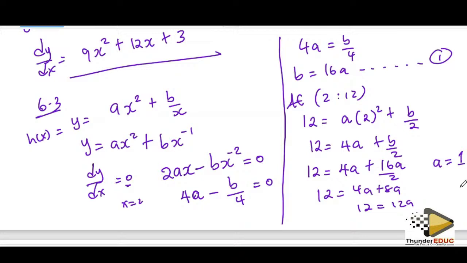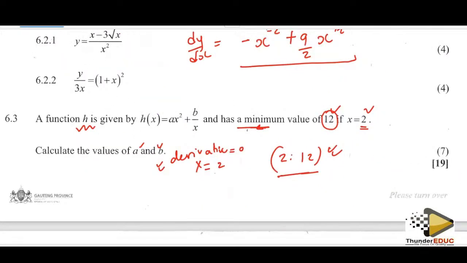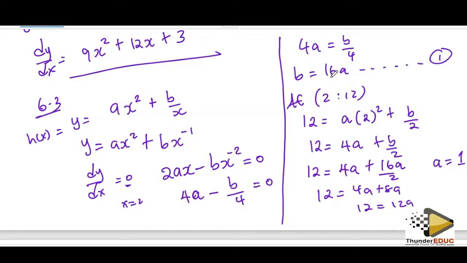Does that make sense? A is 1. What was the question asking for? They want the values of a and b. Then I just need to replace this a into this equation 1, because this was my equation number 2. Which means b is going to be 16 times 1, which is 16. So guys, that's what I get. A is 1 and b is 16.